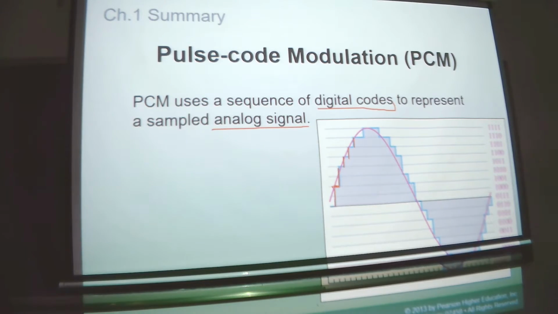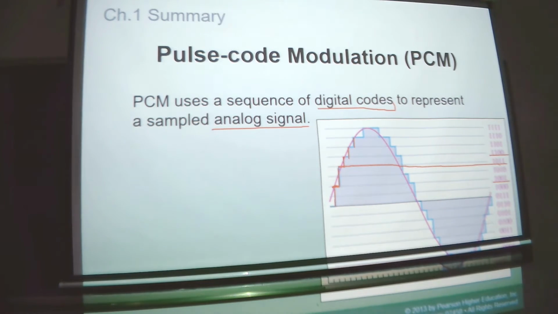This value is represented by 1001, and this value is represented by 1011. At the same time, this value is represented by 1100. Only four bits are used to represent the value of the sine wave.